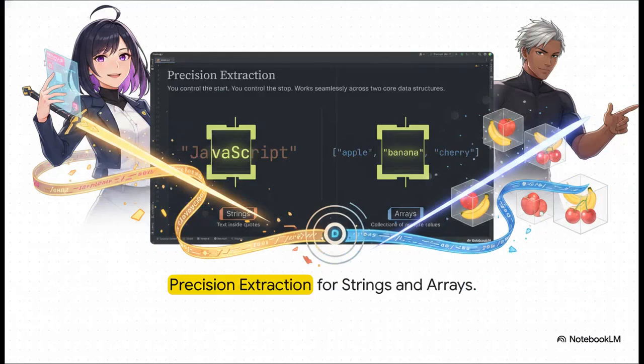So, whether you're trying to extract information from text strings or pull items from arrays, the slice method gives you total, absolute control over your start and stop points. And the best part? It works seamlessly across both of these core data structures. You literally learn it once, and then you can apply it everywhere with total precision.